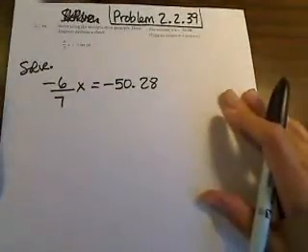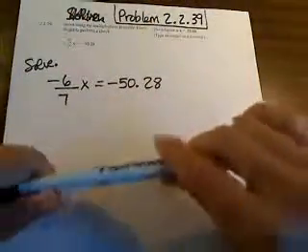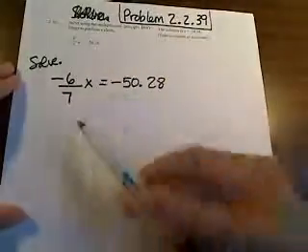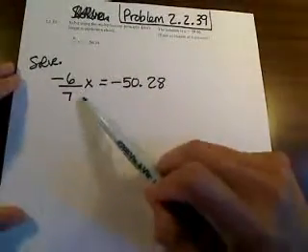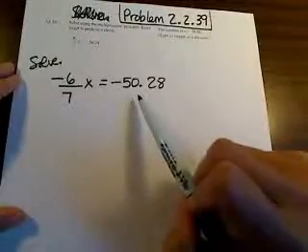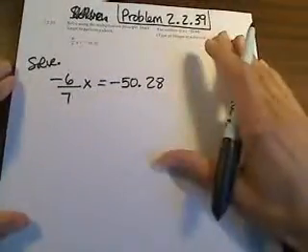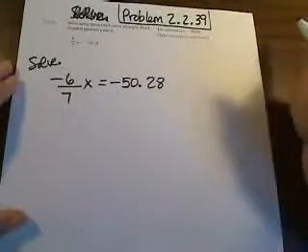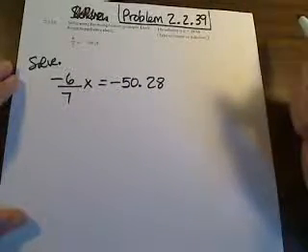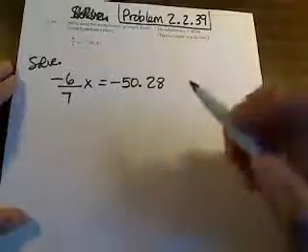Okay, so this is problem 2.2.39, and they ask us to solve, and we're looking at negative 6/7 x equals negative 50.28. There's a couple of ways to do this problem, but I'm going to show you the way that uses clearing fractions, because we do want to learn how to clear fractions eventually.